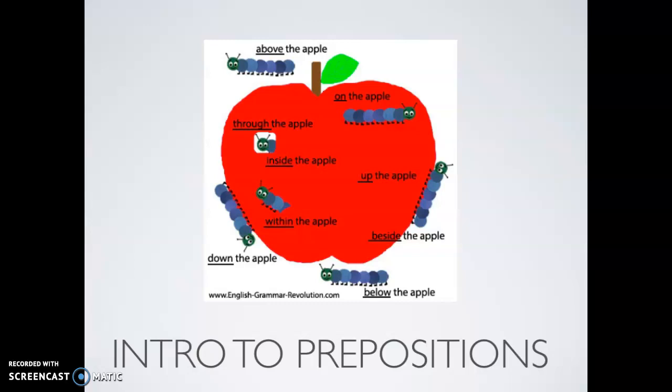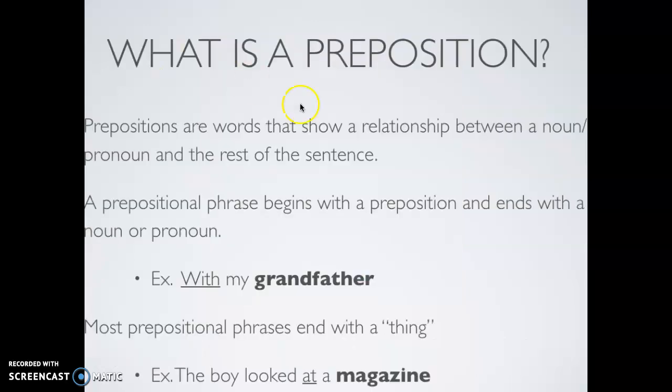So if you look at the picture here, we have this apple and we have this caterpillar or worm going all over the apple, and all of these different prepositional phrases are underlined, or the prepositions are underlined in the prepositional phrase. So we have a worm that's above the apple, on the apple, going up the apple, beside the apple, below the apple. And so a lot of times a preposition has to do with position.